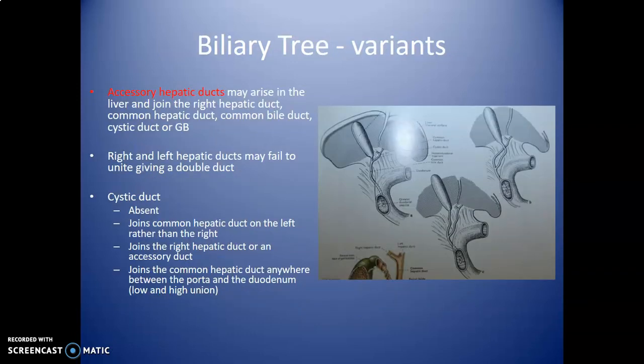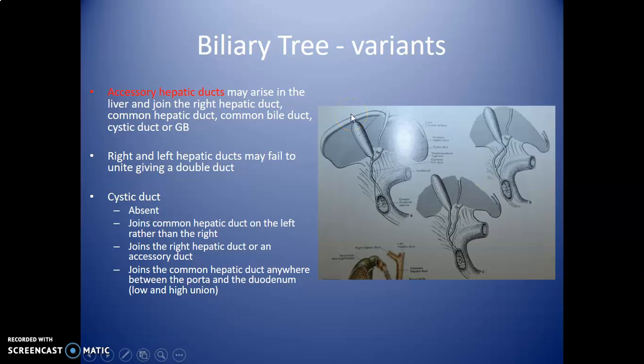You have different variants of the biliary tree. You can have accessory hepatic ducts, which may arise in the liver and join any part of the biliary tree. Then the right and left hepatic ducts may fail to unite. So you'll actually have a double duct system when the right and left ducts fail to unite.